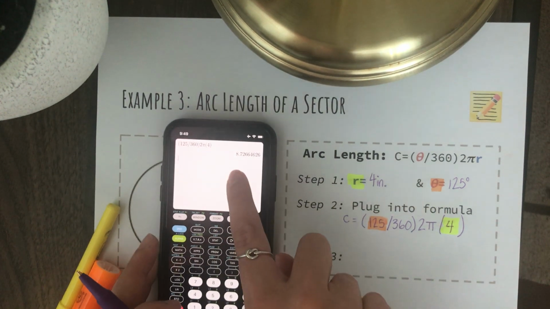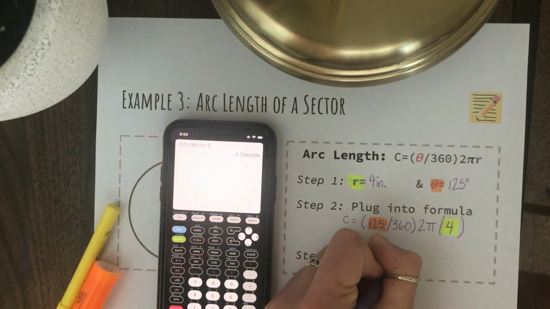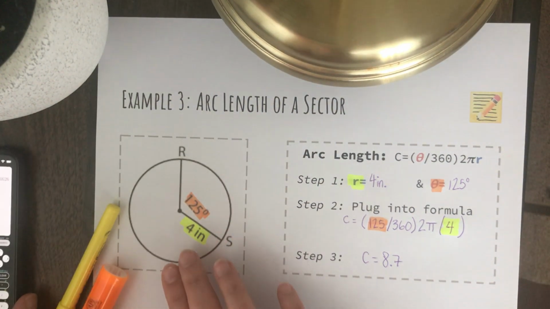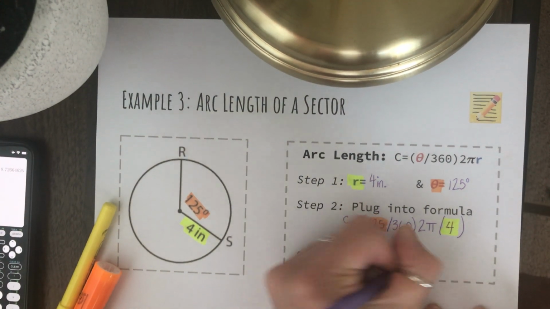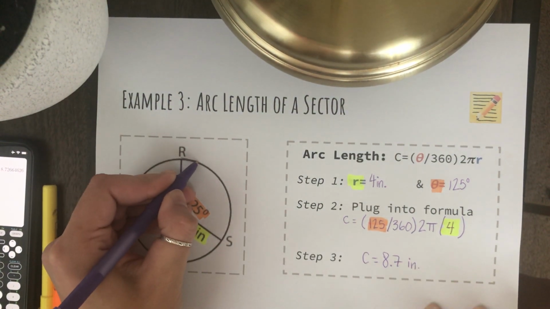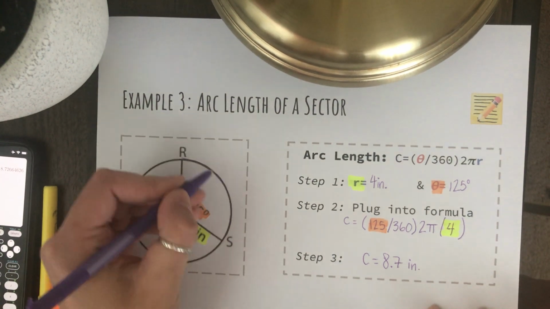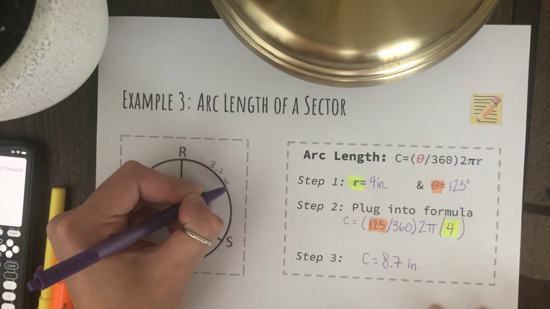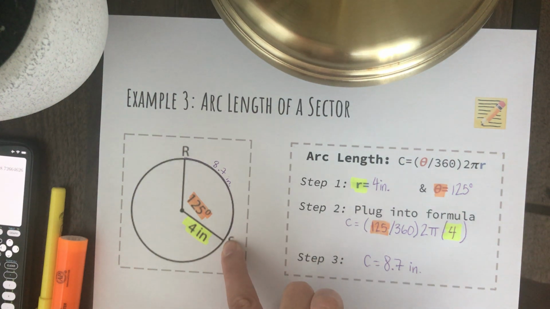And that says 8.7, so I'm going to go ahead and say C equals 8.7. I'm going to double check what my unit is for this problem, and I see that it's in inches. Since this is the arc length, it's just 8.7 inches. So that means that from this point R to S, if I were to use a string to measure that, the string would be 8.7 inches long, okay? From here to here.